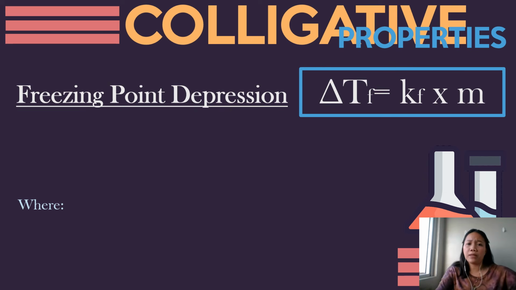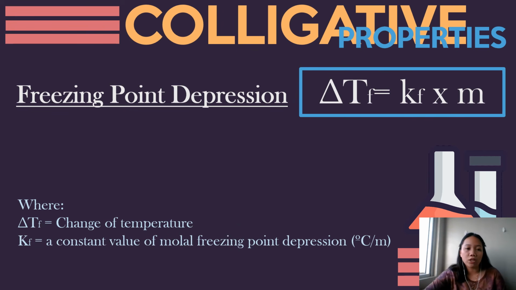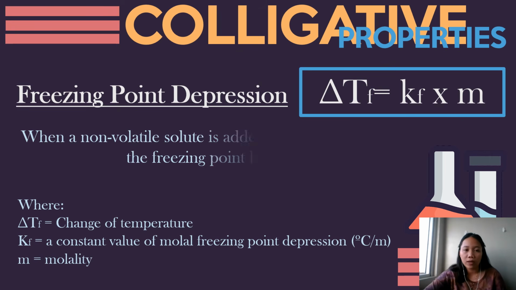So, in the freezing point depression, it's actually almost the same as the boiling point elevation. The only difference is that there you have T sub B because it's the boiling point, but here you have T sub F because it signifies the temperature at the freezing point. So your delta T sub F is the change of your temperature in the freezing point. Your K sub F is another constant, the constant value of the molal freezing point depression, with a unit of degrees Celsius per m or molal. Then of course, your small letter m, which is your molality.